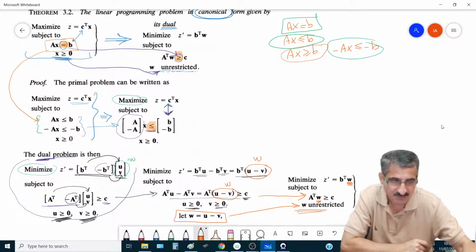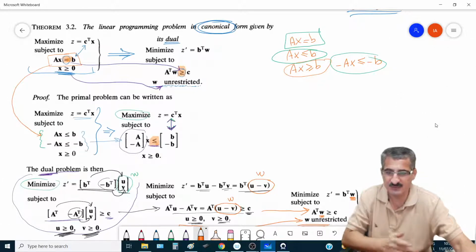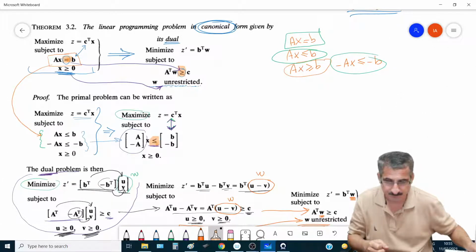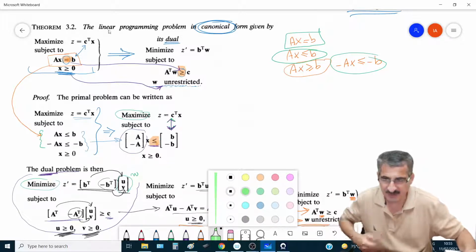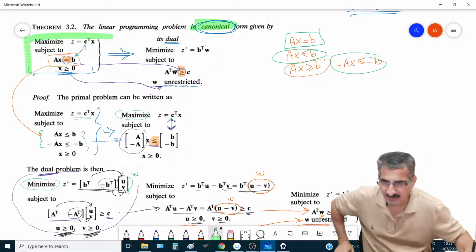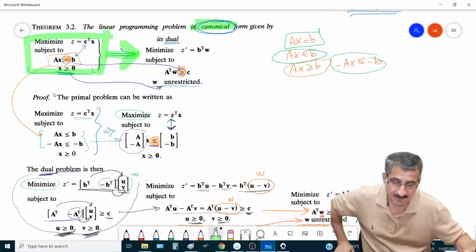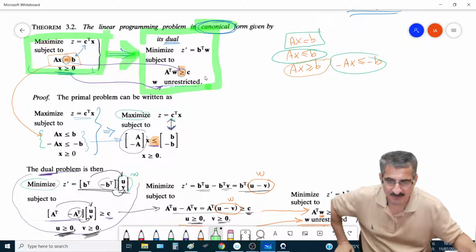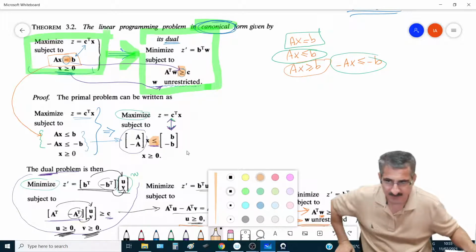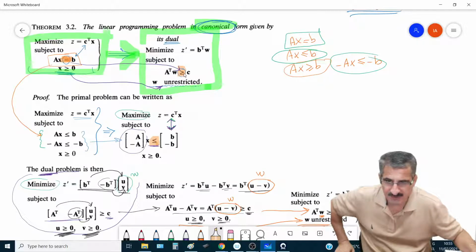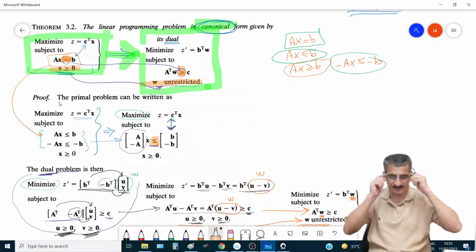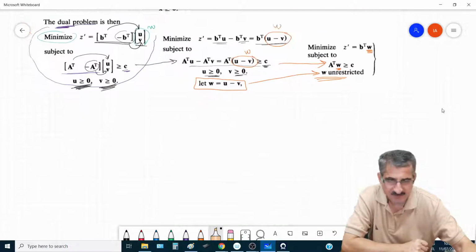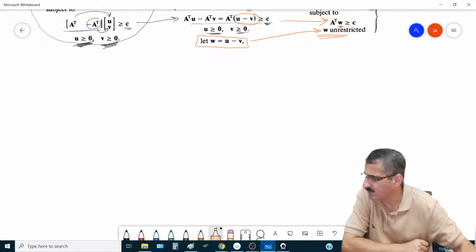Good? Okay. So again, the theorem tells us when we are in canonical form, and we want to take the dual, we must do that. With emphasizing that having equality here means having inequality here, and having this positive means having this unrestricted. Good. Now, what is next? One more theorem.